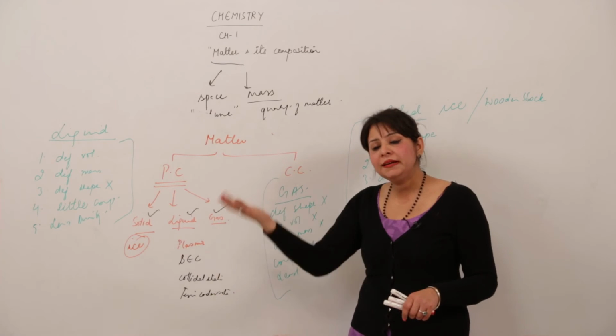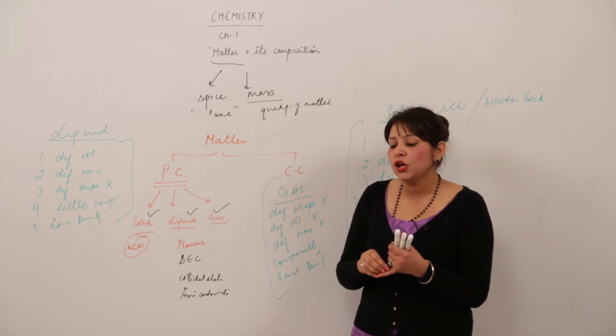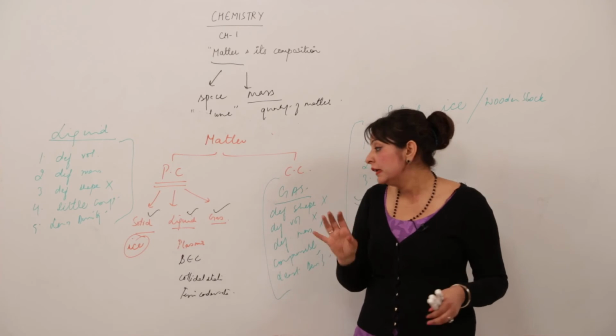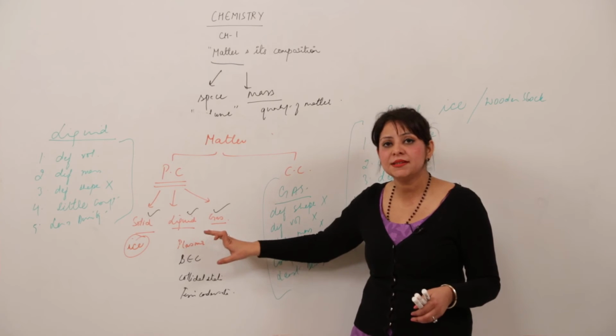When you superheat the gas, the ions, electrons, everything move out and the charged particles start moving. That is called plasma. Plasma is the superheated gaseous state.